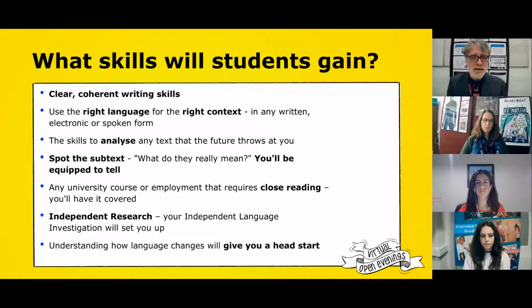And we also think that understanding the way that language changes will give you a sort of head start and give you an alertness to the way language is changing around you. Okay. So again, if there's any questions that you want to ask about that, we'll be happy to answer them later. So just a few more slides and we'll get to the questions.